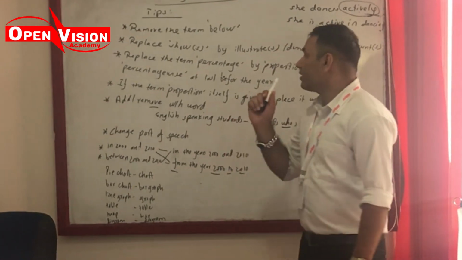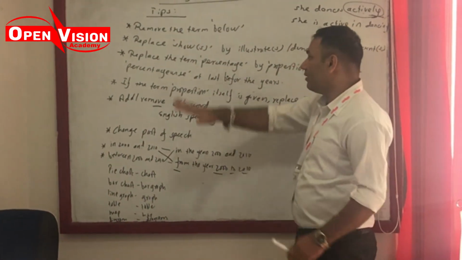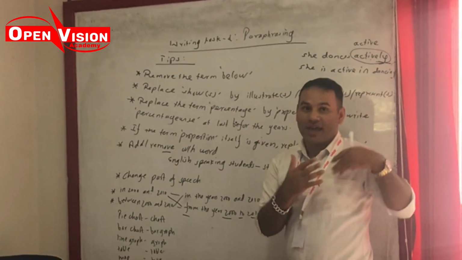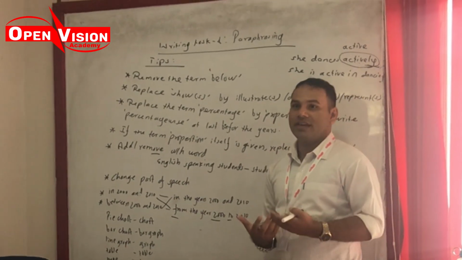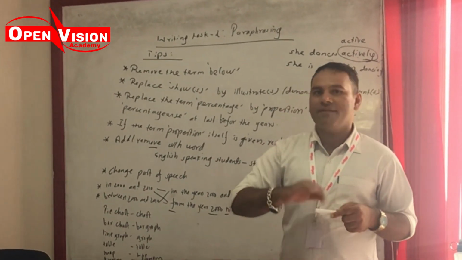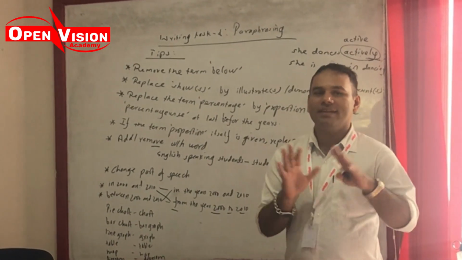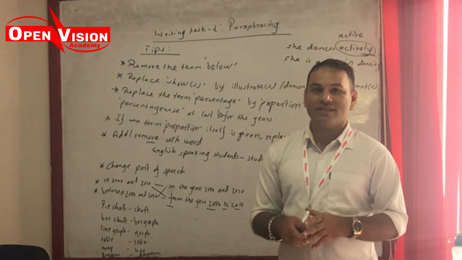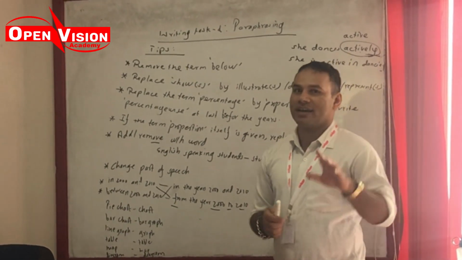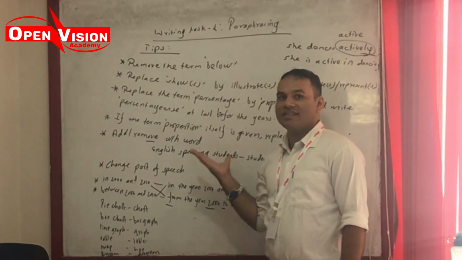Okay, so first I am going to give you some tips, and with the help of those tips you can paraphrase in your Writing Task 1. Whether it is a pie chart, bar graph, line graph, map, process diagram, or table, anything may be asked to you in your IELTS exam, and you can explain it. The first paragraph is paraphrasing, and in order to paraphrase, these tips are very helpful.